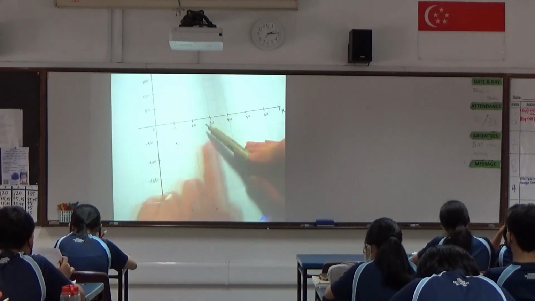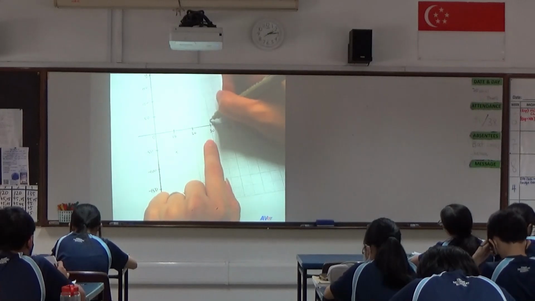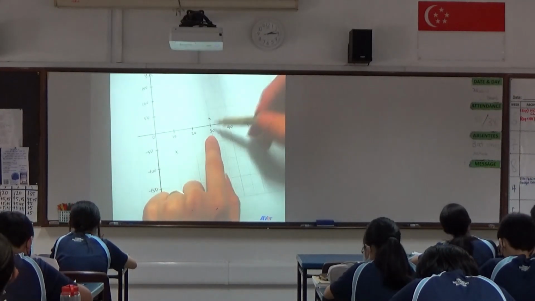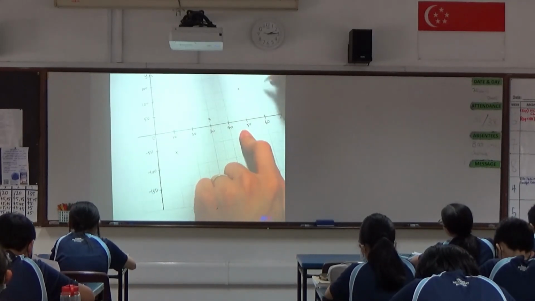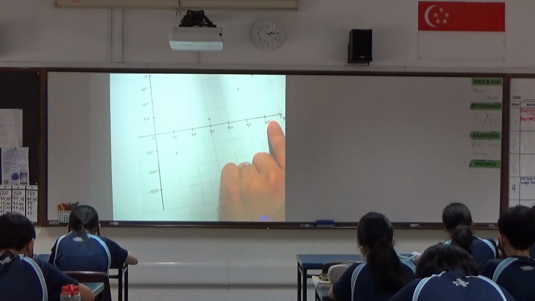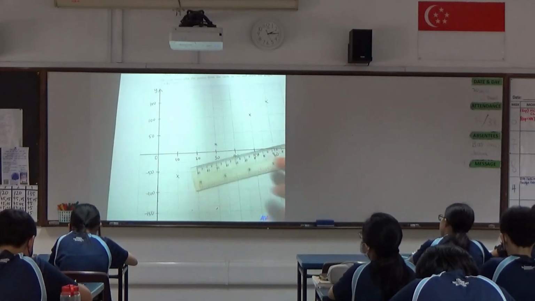Okay, then we go to the next point, 30 and 20. So 20 will actually be 4 squares above. Okay, and then 50 and 100, followed by 60 and 140. Okay, so we mark it all out, then we draw our line.